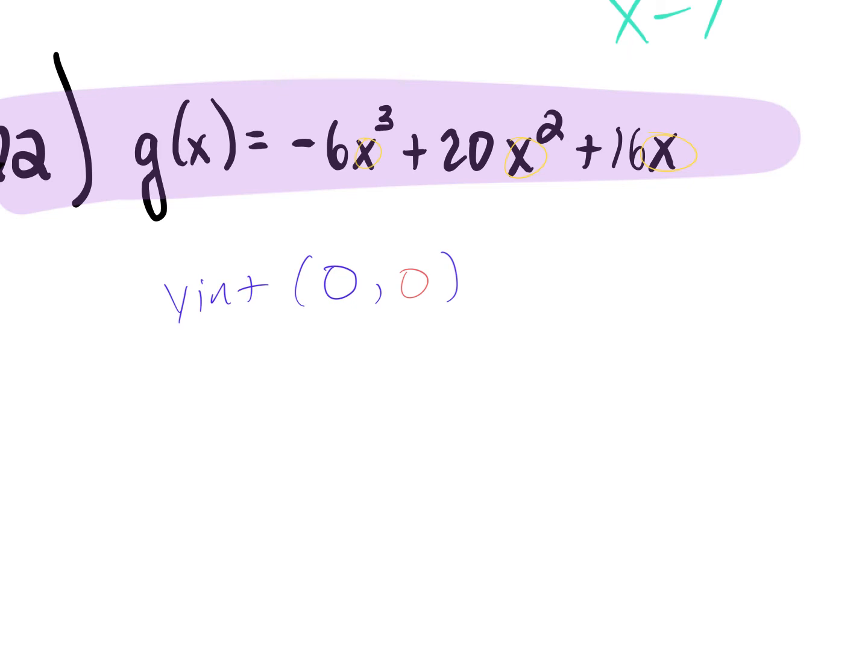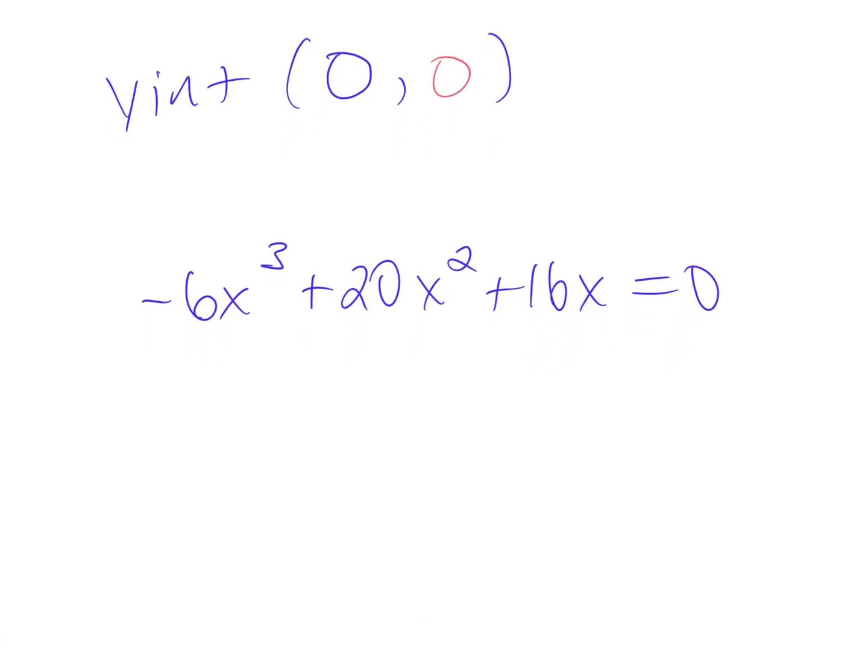Now to find the x, that's when we have to factor. So negative 6x cubed plus 20x squared plus 16x equals 0. This is a big one, huh? I see a few things that are a problem. First of all, we're leading with a what? We're leading with a negative. That means we got to get that negative out.